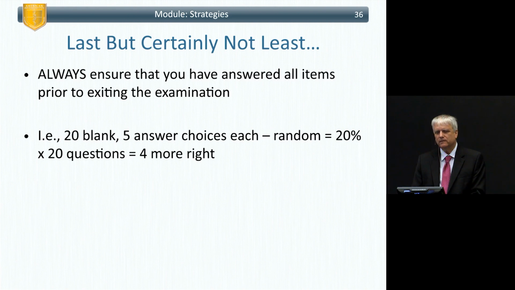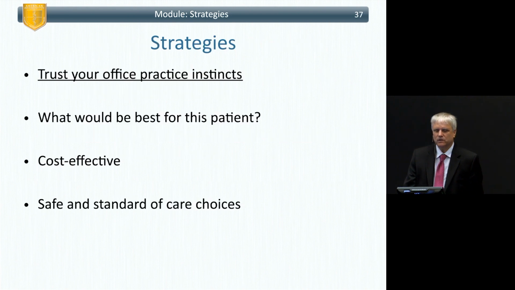So always ensure that you have answered all the items prior to ending the exam. If you leave 20 blank and there are 5 answer choices, the random would give you 20%, or 4 more questions right. That could be 30 or 40 points and make the difference between a 390 and a 350. And so you really want to make sure at those margins that just a few extra questions will help you.